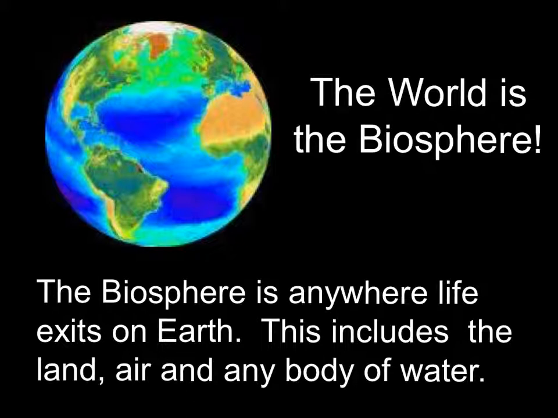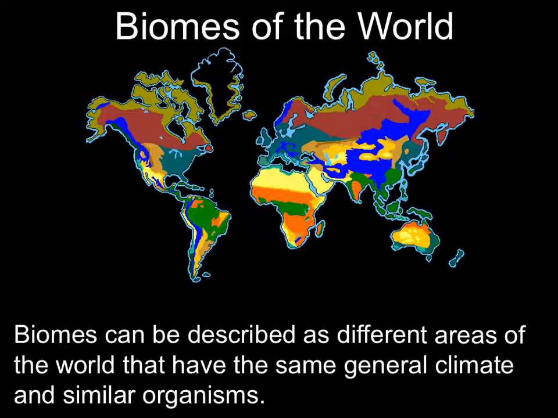The biosphere is anywhere life exists on Earth. This includes the land, air, and any body of water. In other words, the Earth itself is the biosphere. Biomes can be described as different areas of the world that have the same general climate and similar organisms. For example, both northern Africa and parts of southern California are in a desert biome.